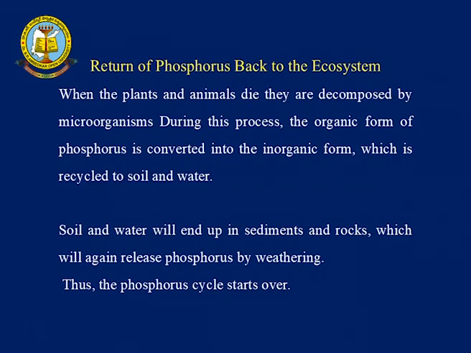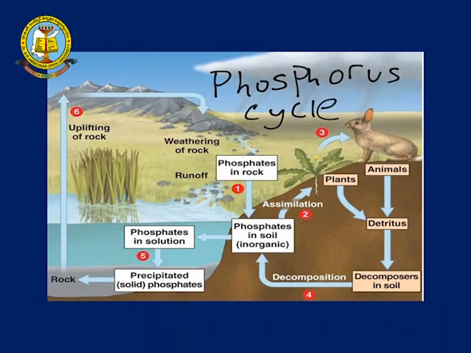Return of phosphorus back to the ecosystem. When the plants and animals die, they are decomposed by the microorganisms. During this process, the organic form of phosphorus is converted into the inorganic form, which is recycled to soil and water. Soil and water will end up in sediments and rocks, which will again release phosphorus by weathering. Thus, the phosphorus cycle starts over. If you look at this picture, you will clearly understand how the phosphorus cycle takes place.